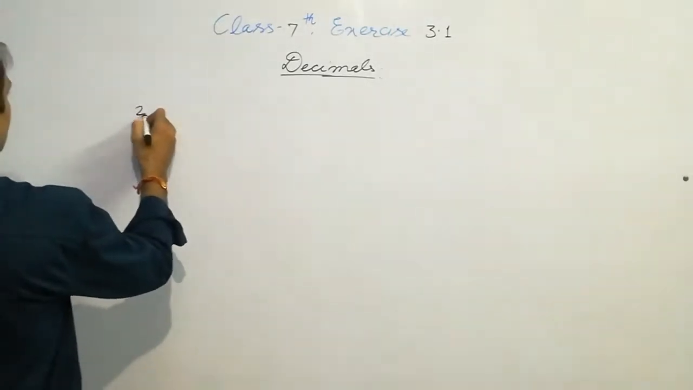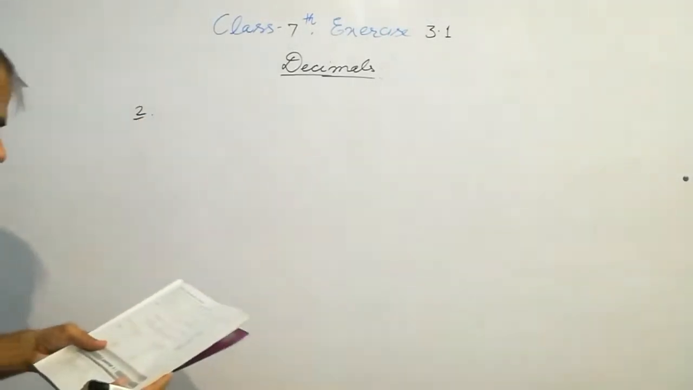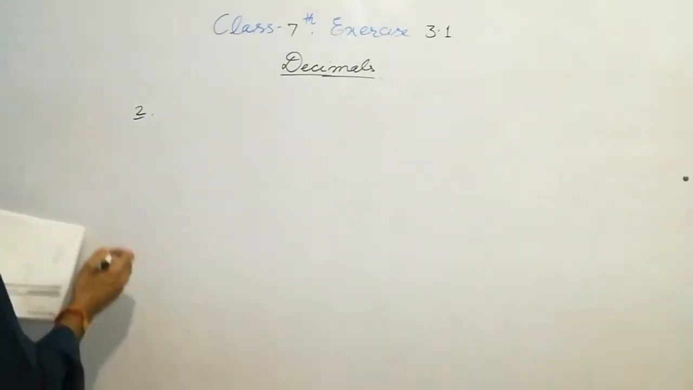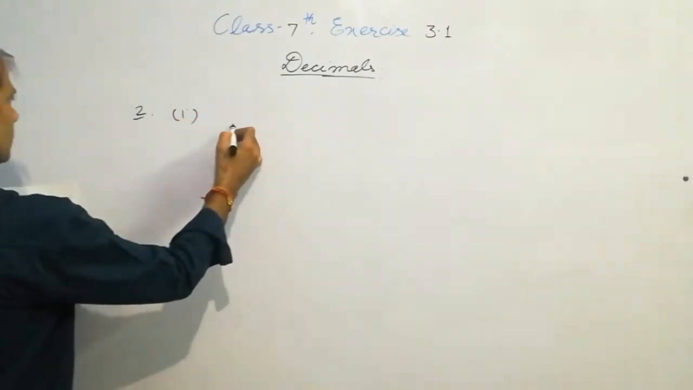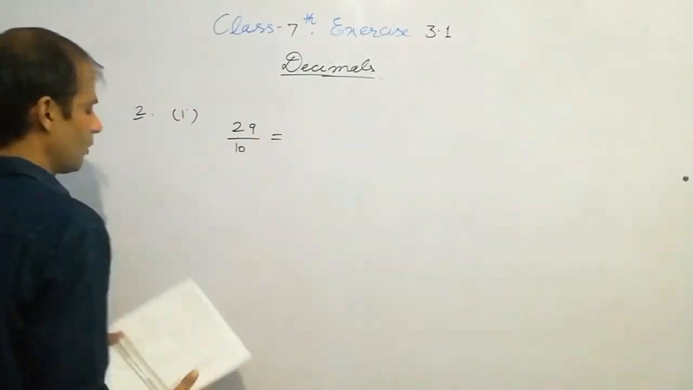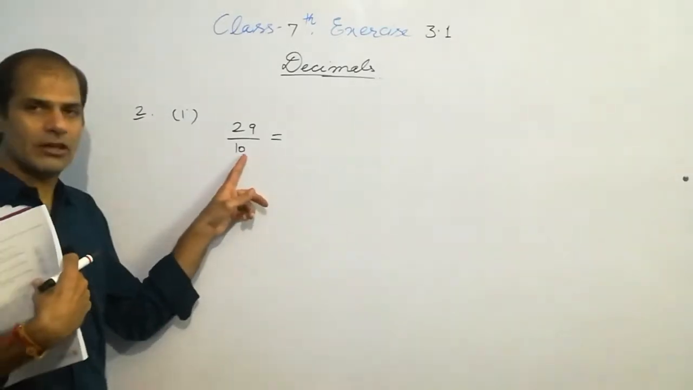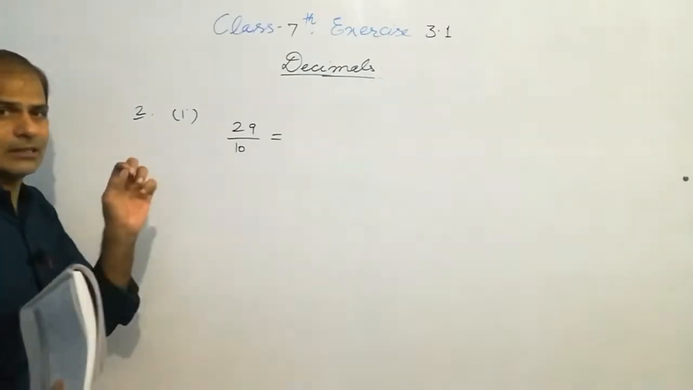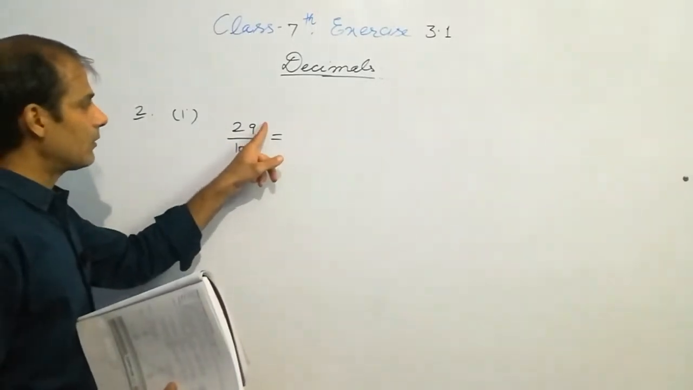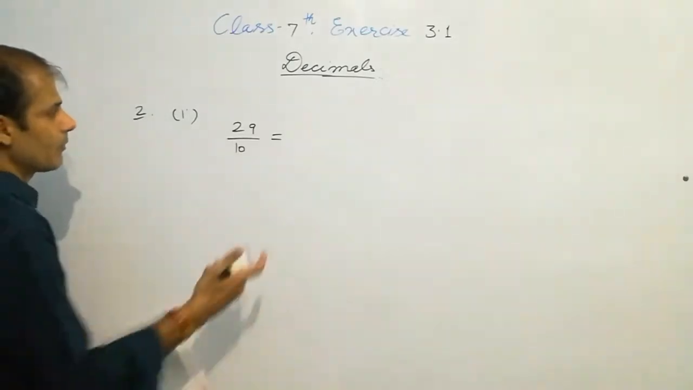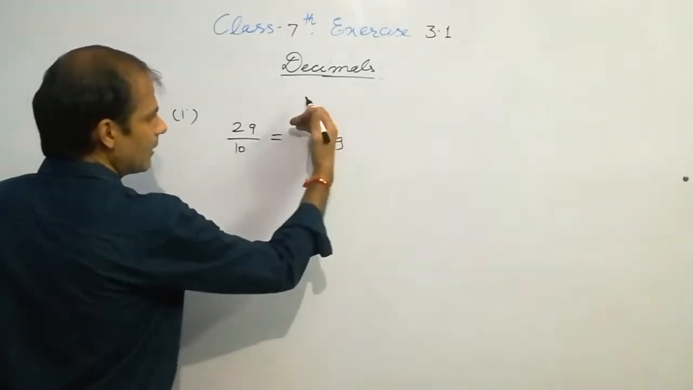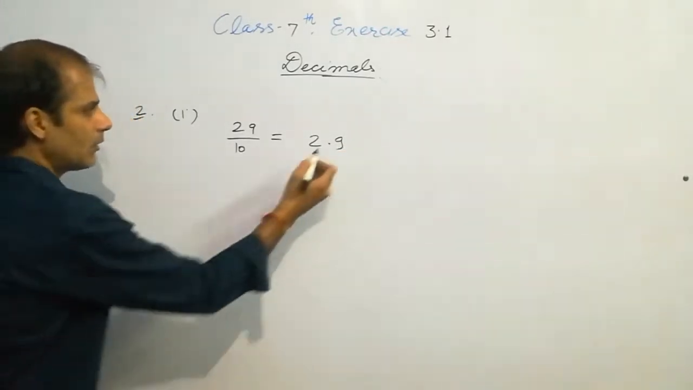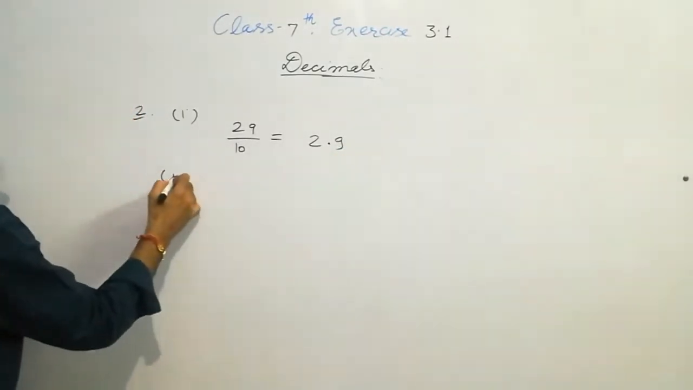Second question, write each of the following as a decimal. So I am going to tell you a very short method regarding this question. First question is 29 upon 10. Listen, there is 1 0. Okay, 10 में कितने zeros होते हैं? 1. So we will write the decimal after one digit from the right hand side. It is 29. From the right hand side, count the number of digits. This is 1. So write a decimal after 9.